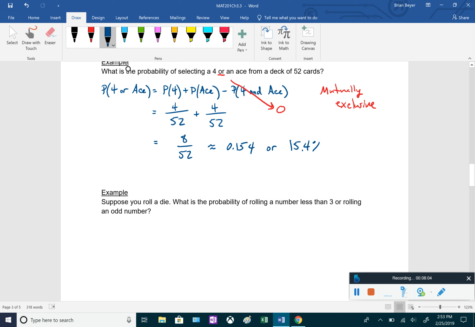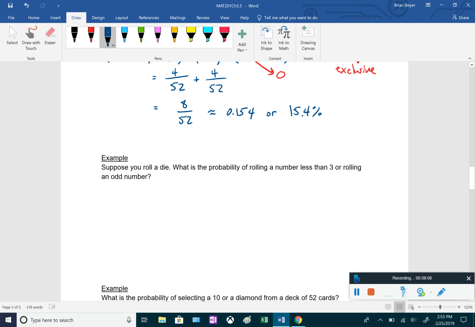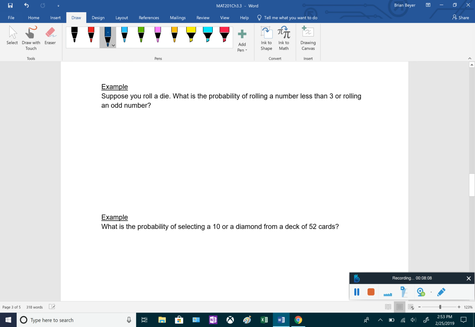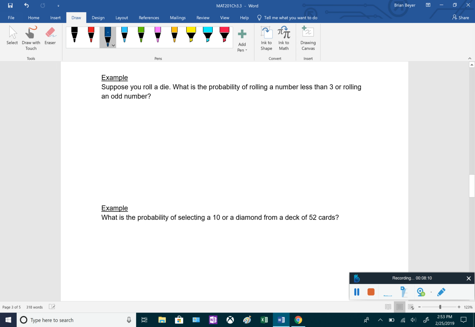Okay, so let's do the next one. We roll a die. We want the probability of rolling a number less than 3 or rolling an odd number. Once again, we see the "or", so we know it's the addition rule. I'm just going to write the notation out here. We want the probability that it's less than 3 or odd.